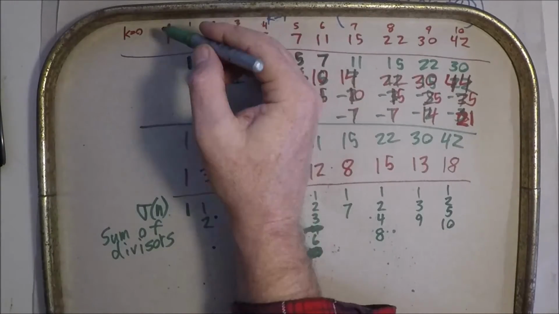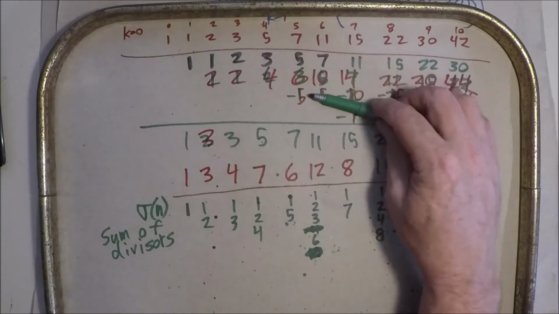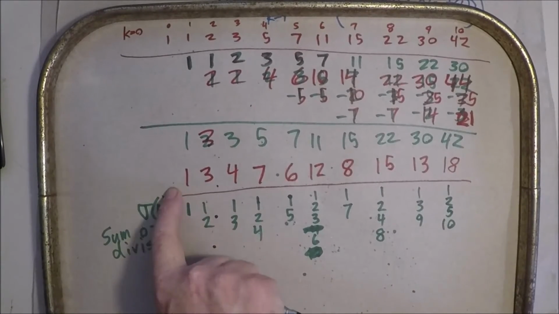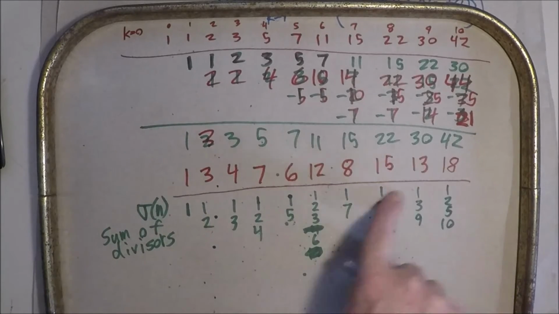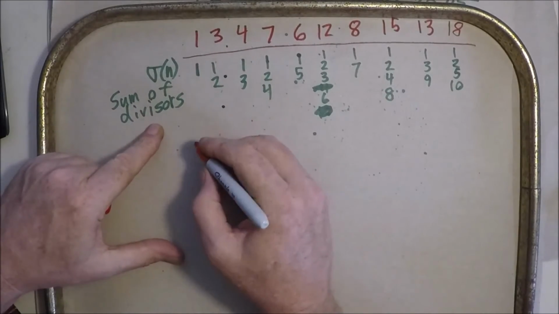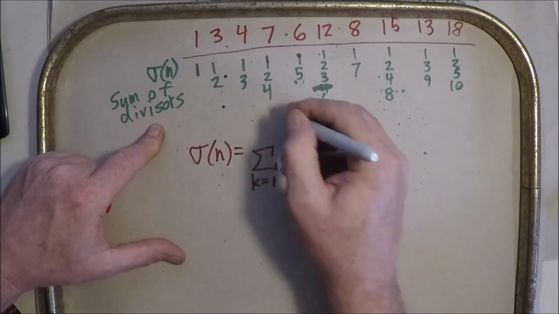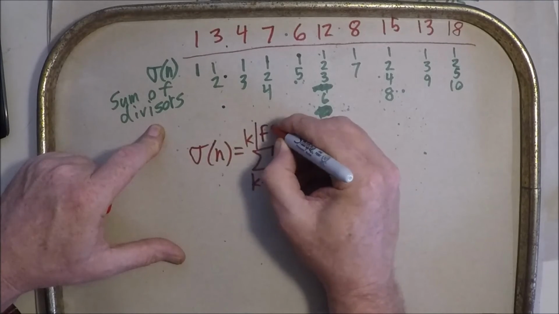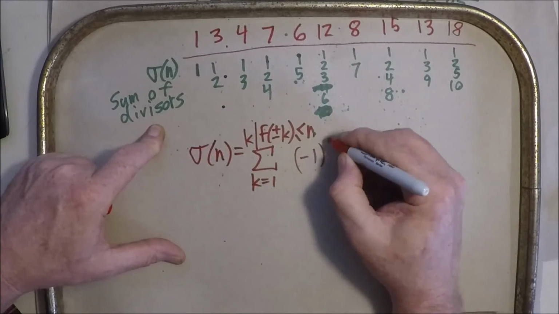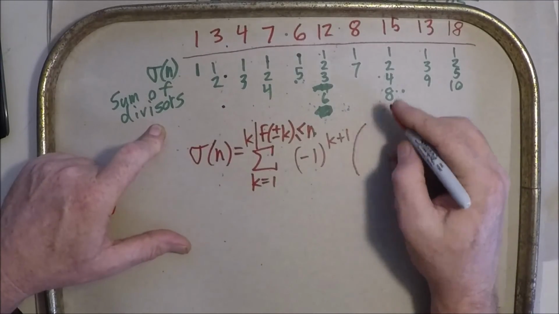So by making that switch where we multiply in the generalized pentagonal number, we get a sequence that is equivalent to sigma n, the sum of divisors. Similar to what we had before, extremely similar. Sigma n equals the sum from k equals 1 to k such that f of plus or minus k is less than or equal to n of negative 1 to the k plus 1, and exactly the same thing we had before, except we're going to put in this factor in front.